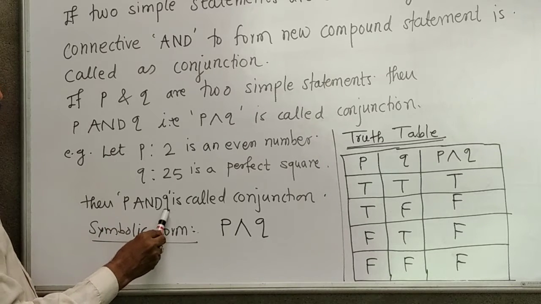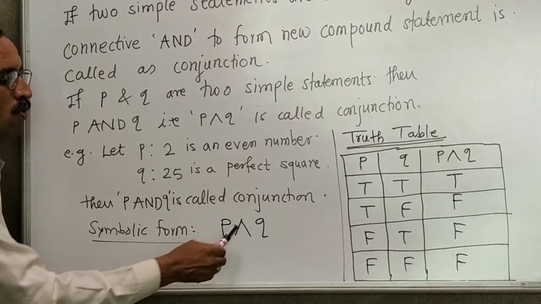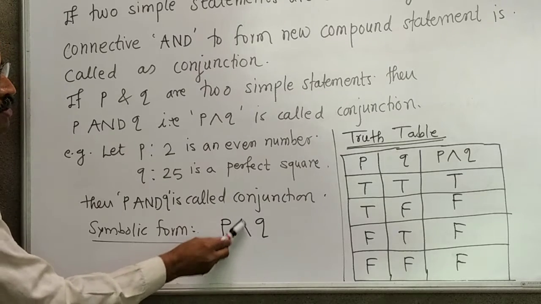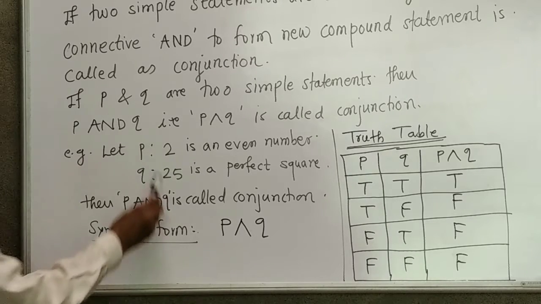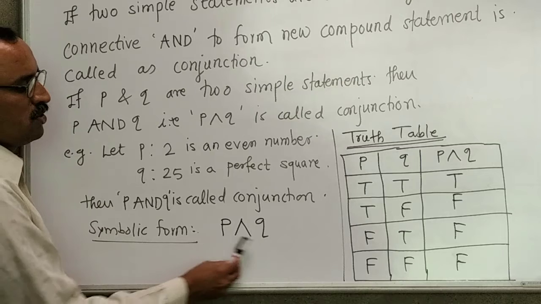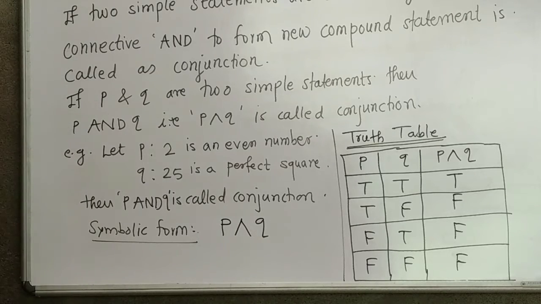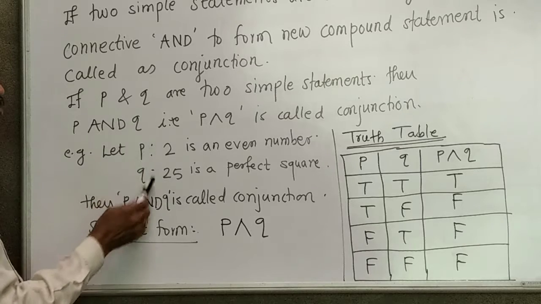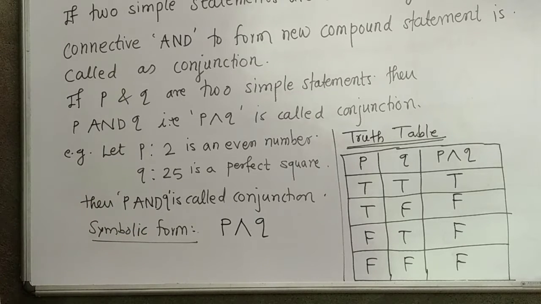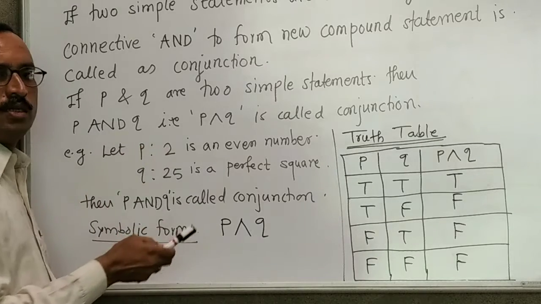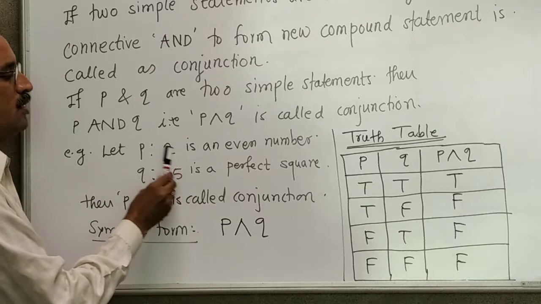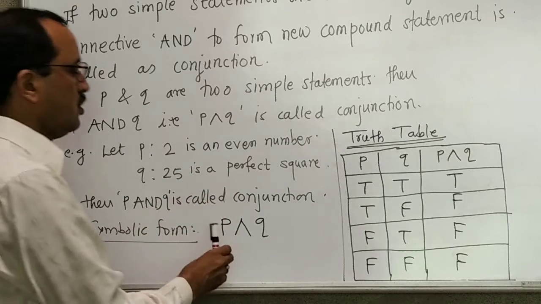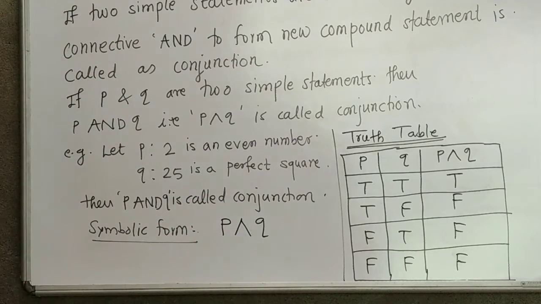P and Q is called conjunction, and its symbolic form is P ∧ Q, where this reverse V is the symbol of the AND statement. Now here there are two statements in conjunction, P and Q. So using the truth values of the two statements, there are four possibilities. We know that the definition of a statement is that it is either true or false, so both possibilities are possible. That means in two statements there are four possibilities.